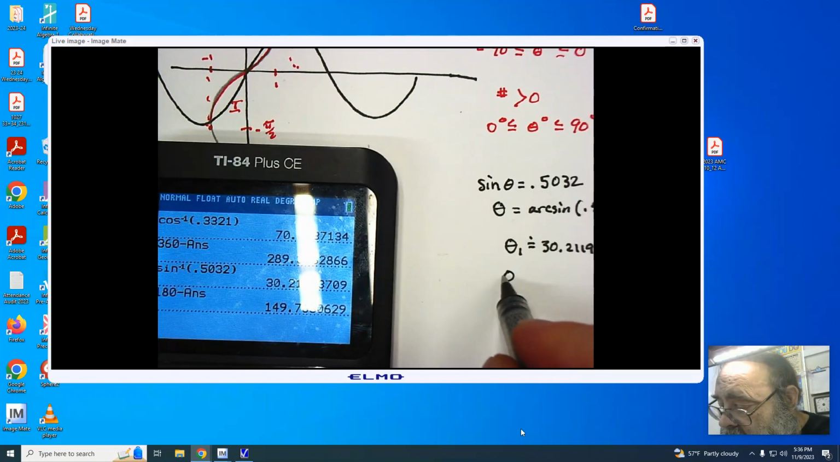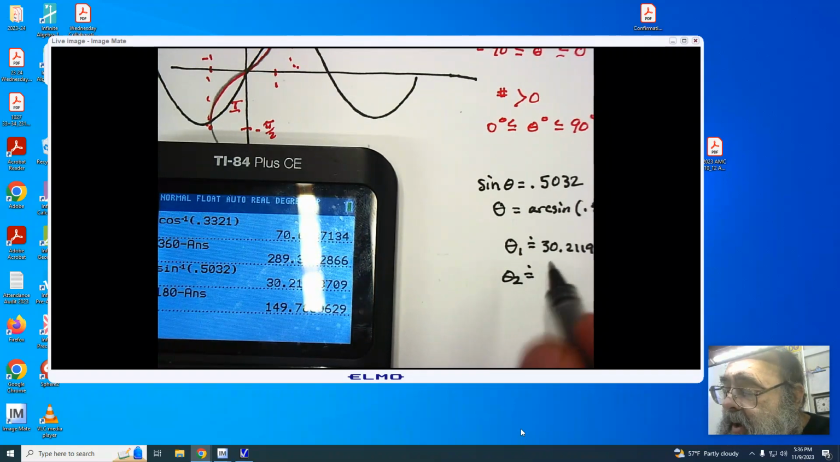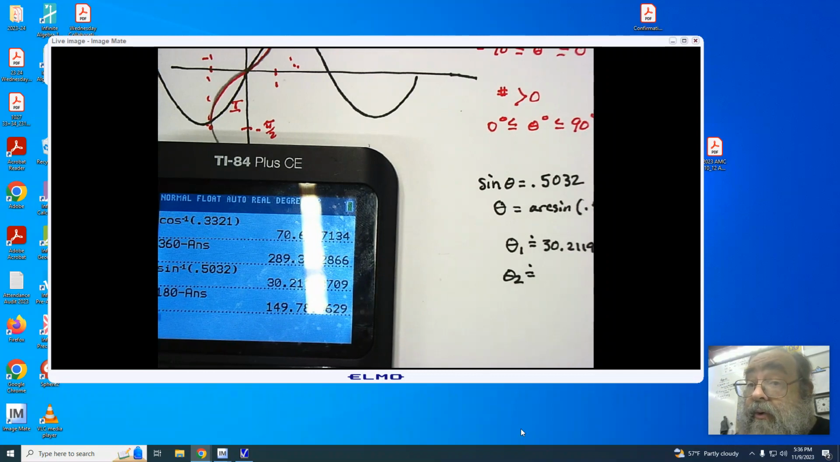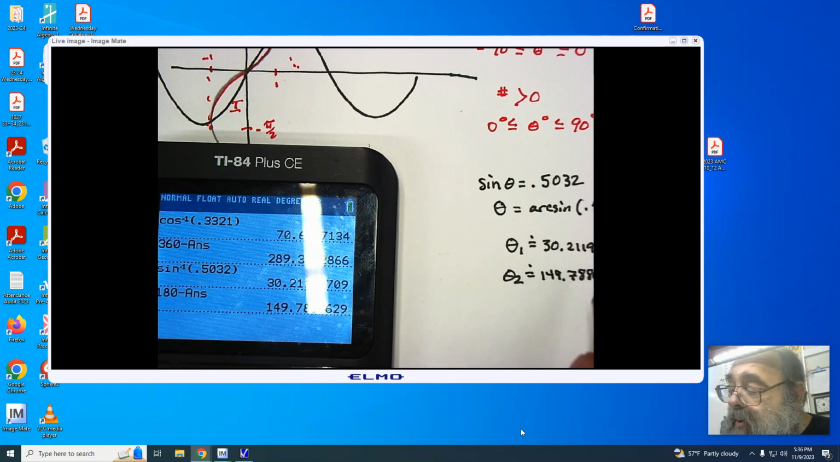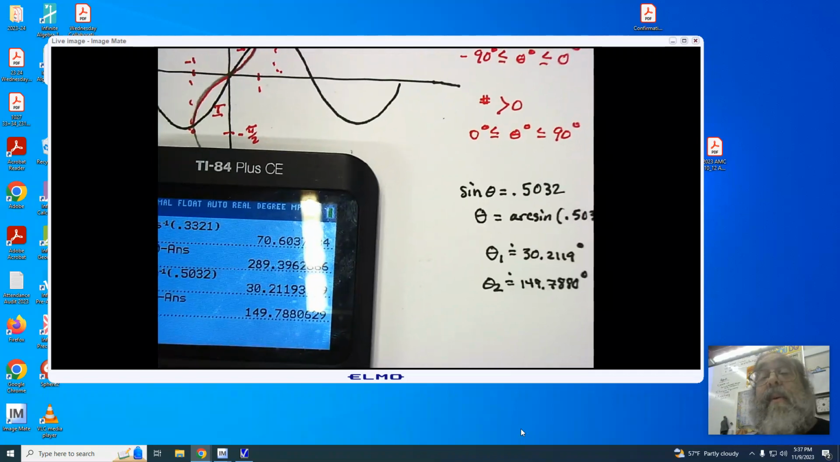Notice there are always two angles that we're going to find unless they are quadrantal, sitting on an axis. 149.788, and I like to truncate, but you can either truncate or round. And there's my answer. Let's go ahead and go to another one.